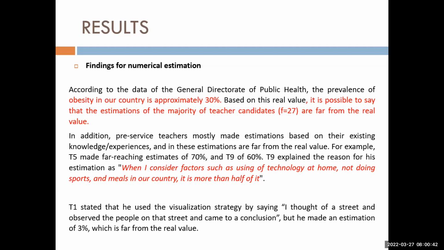Also, pre-service teachers mostly made estimations based on their existing knowledge or experiences, and these estimations are far from the real value. For example, T5 made far-reaching estimates of 70% and T9 of 60%. When I consider factors such as using technology at home, not doing sports, and meals in our country, it is more than half of it.